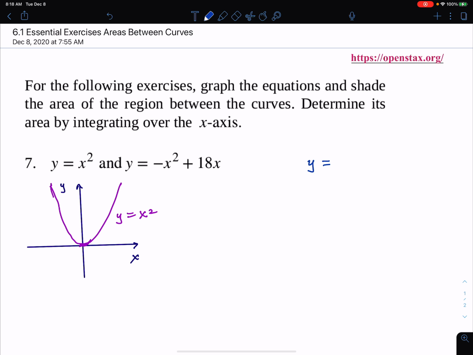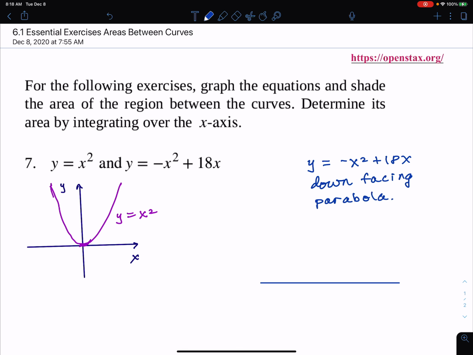Now this next one, y equals negative x squared plus 18, is a down-facing parabola. I know it's a parabola because it's a quadratic, a second degree polynomial. I know it's down facing because the lead term, negative x squared, has a coefficient which is negative. Now, let's pick out green. This is going to look like this.